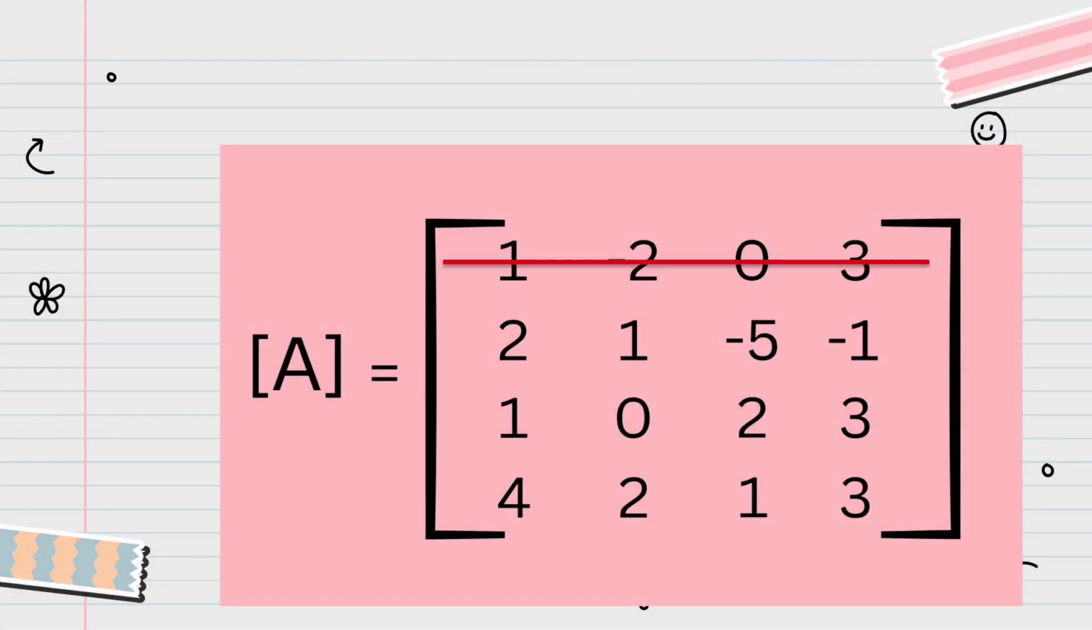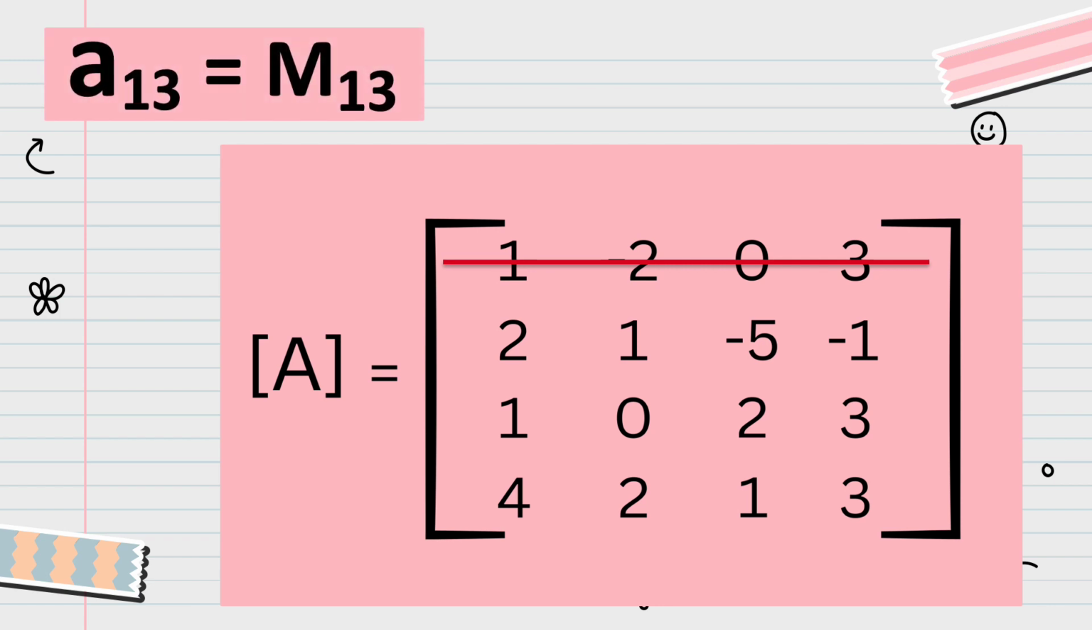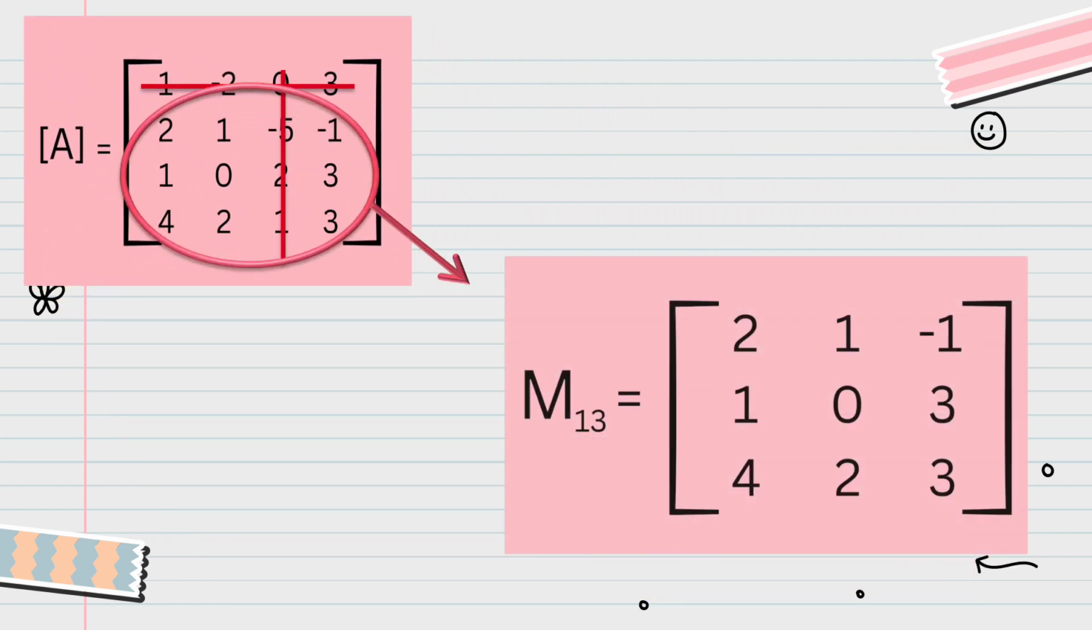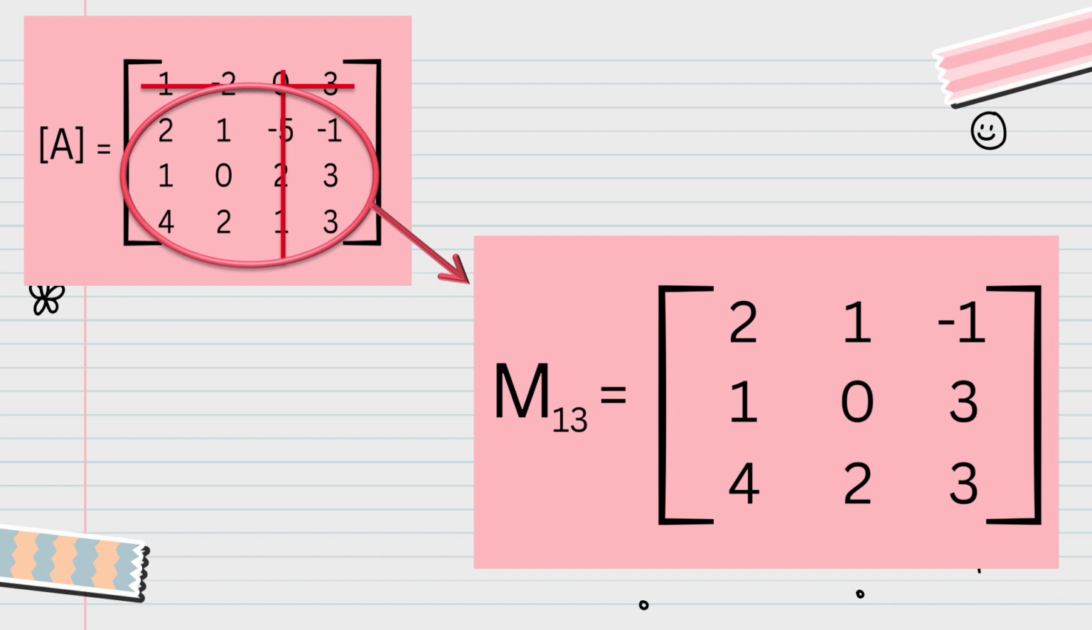So again, A13 is equal to M13. Since we have already deleted the row 1, let us now delete the third column. So after crossing out the row 1 and column 3, all we have left is M13, that is equal to 2, 1, -1, 1, 0, 3, 4, 2, and 3.